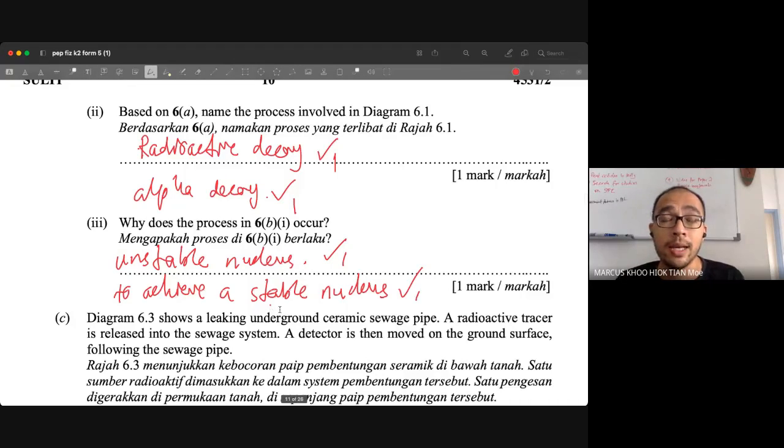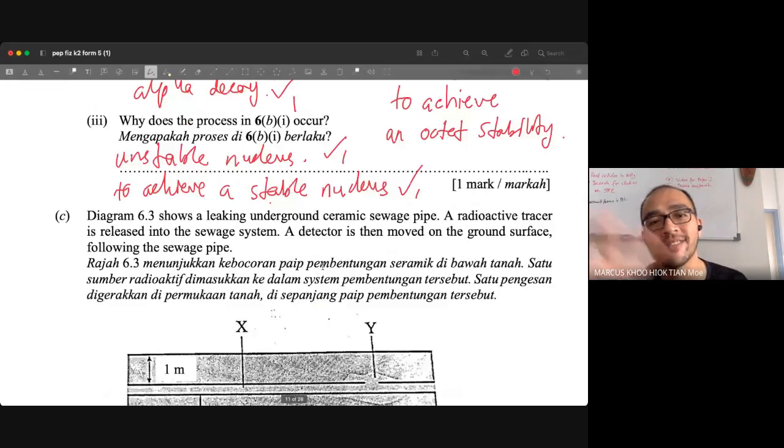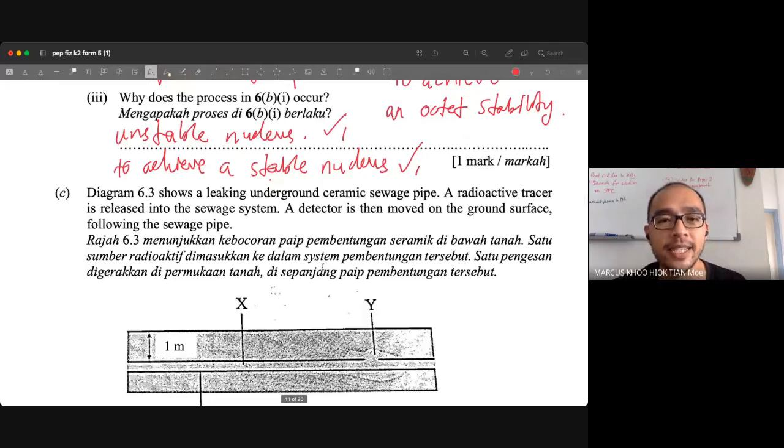There are some people, dia tulis, and I'm not joking, ada beberapa orang, to achieve an octet stability. Then I'm like, wow, Cikgu Awang or Cikgu Pang will be very proud of you all. Octet stability lah betul. Okay, no, sorry guys, this is not chemistry. Radioactivity is radioactivity.